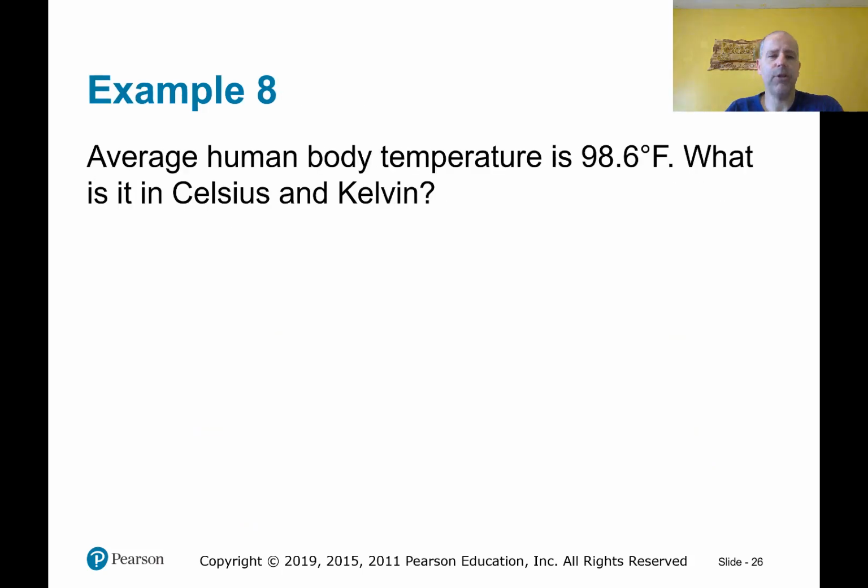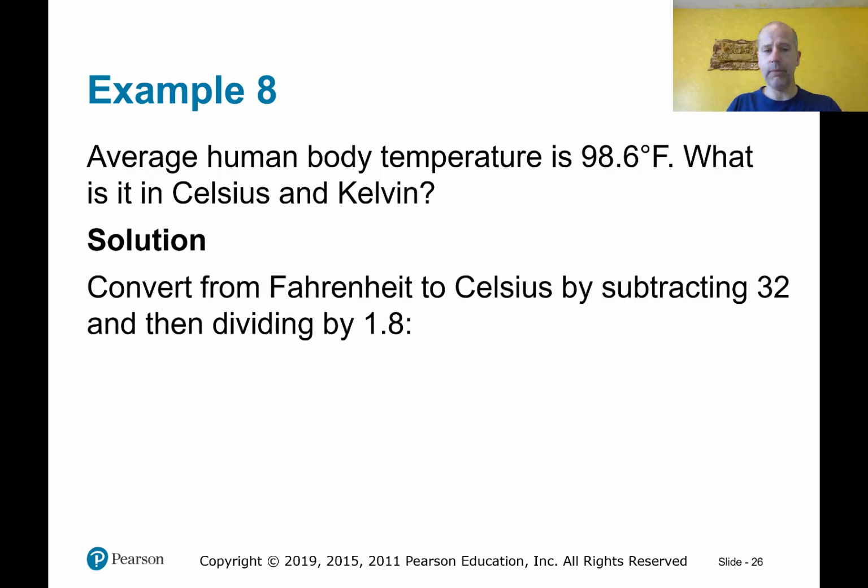Okay, so the average human body temperature is 98.6 degrees Fahrenheit. What is it in Celsius and Kelvin? So we're gonna convert to Celsius first. Okay, we're using one of the formulas. So we're gonna convert from Fahrenheit to Celsius, right?